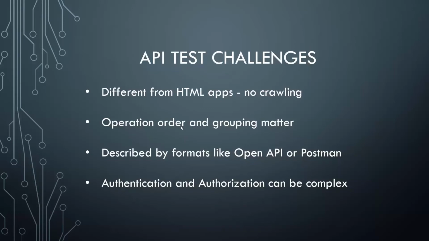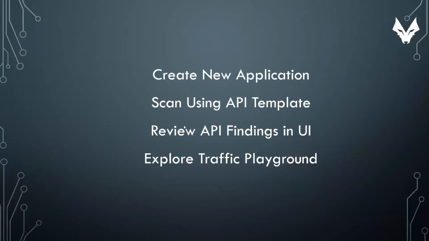The steps that we're going to go through to show an API scan are to create a new application, then we're going to scan using the API template that we just created. After that, we're going to review the API findings in the UI to go through what an API scan can produce. And at the end, we're going to explore just a quick preview of the web traffic playground to show how you could make alternate configuration for some of the API operations if needed.